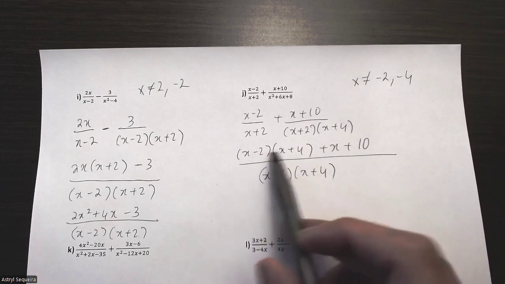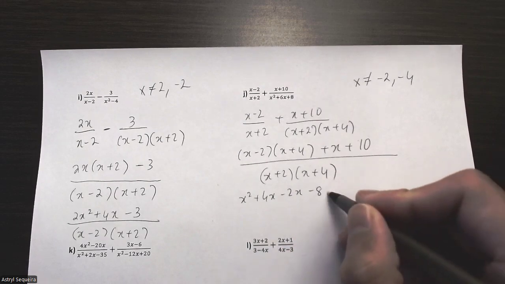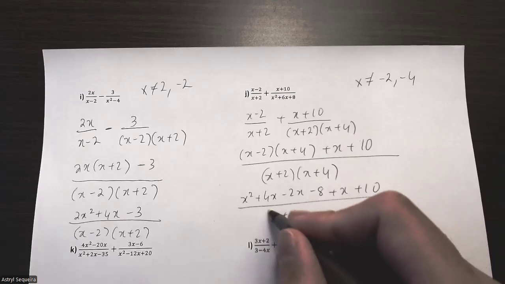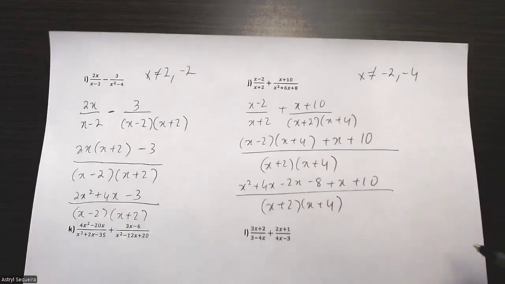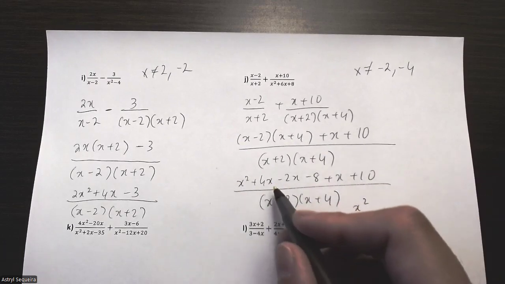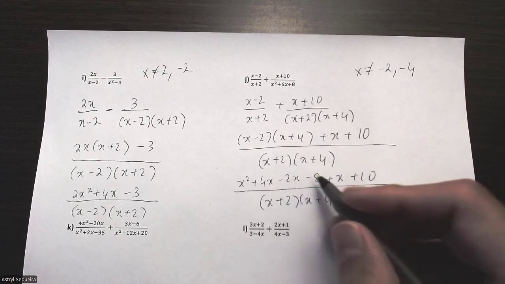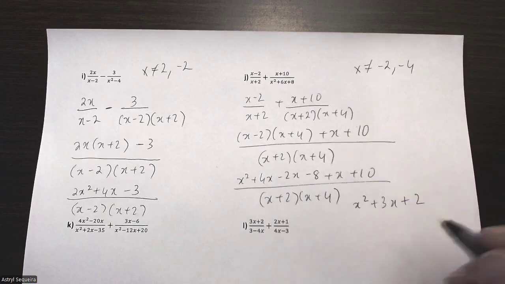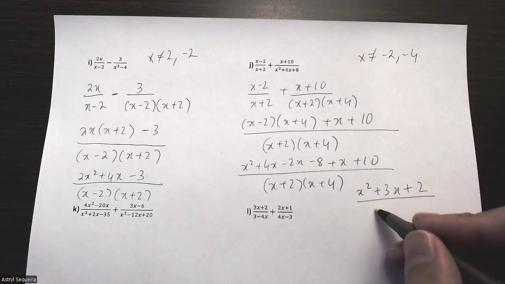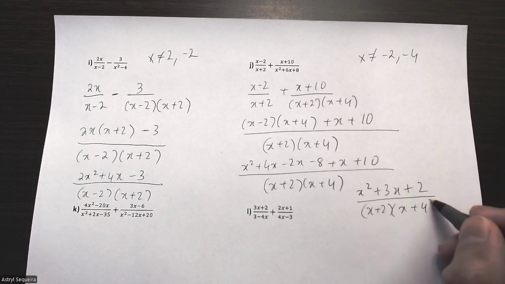The next thing I'll do is FOIL out those two brackets. X squared plus 4x minus 2x minus 8 plus x plus 10. Denominator just stays the same. Then last step, I'll combine like terms in the top. X squared, 4x minus 2x plus x, that's 3x. -8 plus 10 is 2, over x plus 2, x plus 4.